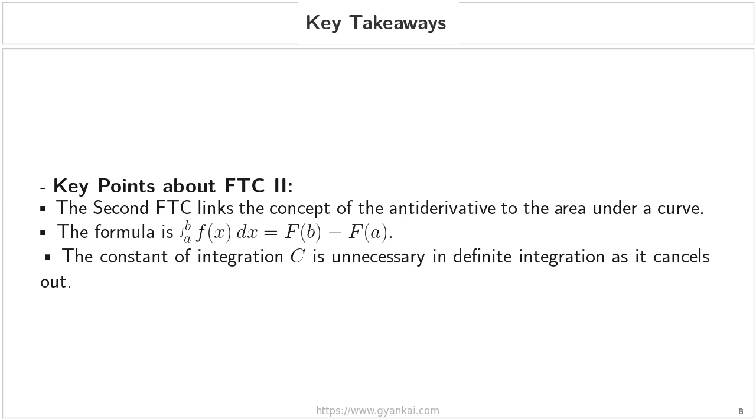Now, you might remember from when we learned about indefinite integrals that we always add a constant of integration, c. Well, a really neat thing about definite integrals is that this constant, c, is unnecessary. Why? Because when you evaluate the antiderivative at the upper and lower limits and then subtract, the c terms always cancel out. So, you can safely ignore it when working with definite integrals.